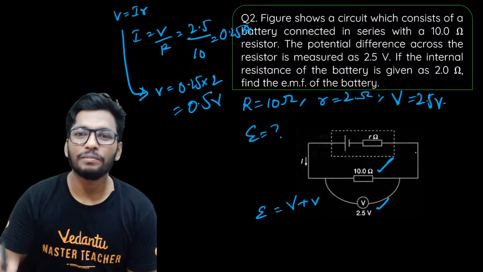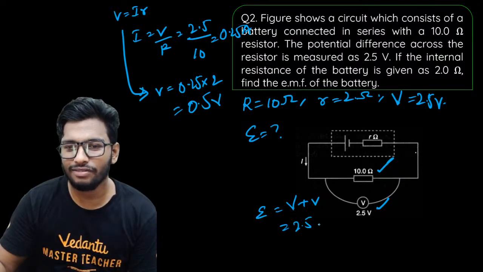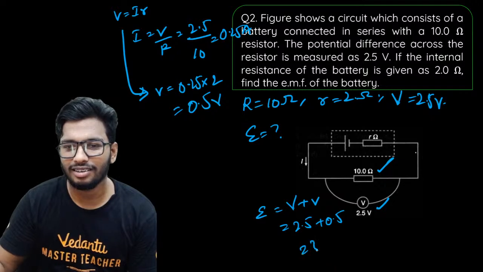0.5 volts is what you're getting. Now, put it into the equation. Simple. What is the EMF? Terminal voltage 2.5 plus 0.5. What are you going to get? 3 volts.